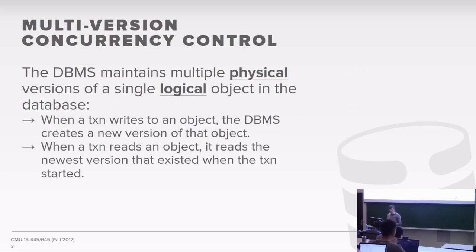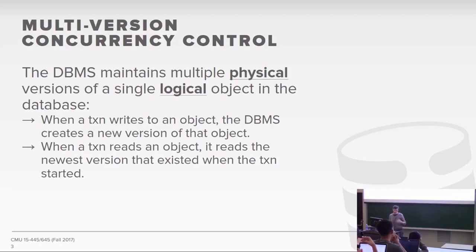What we're going to talk about today is called multi-version concurrency control, or MVCC, is usually the abbreviation people use. As I said last class, this is not a concurrency control protocol in the same way that two-phase locking or timestamp ordering was a protocol. This is a larger idea or larger concept that permeates throughout the entire database management system.